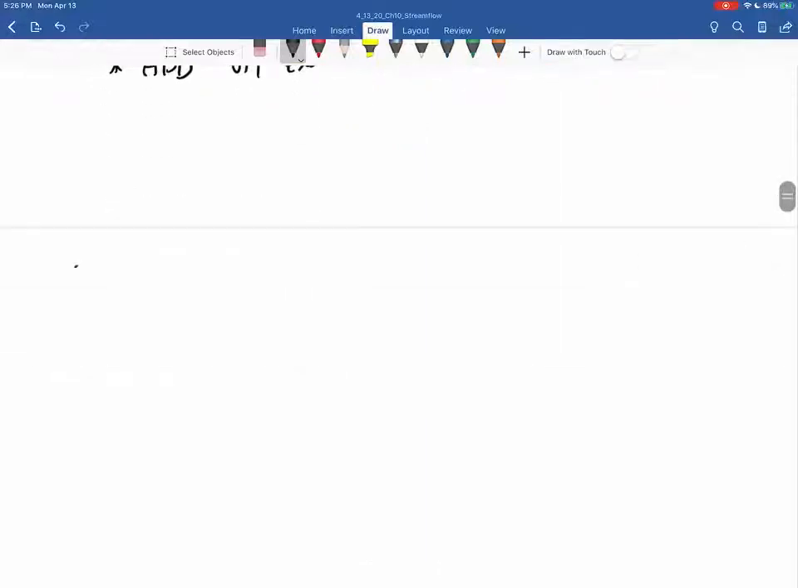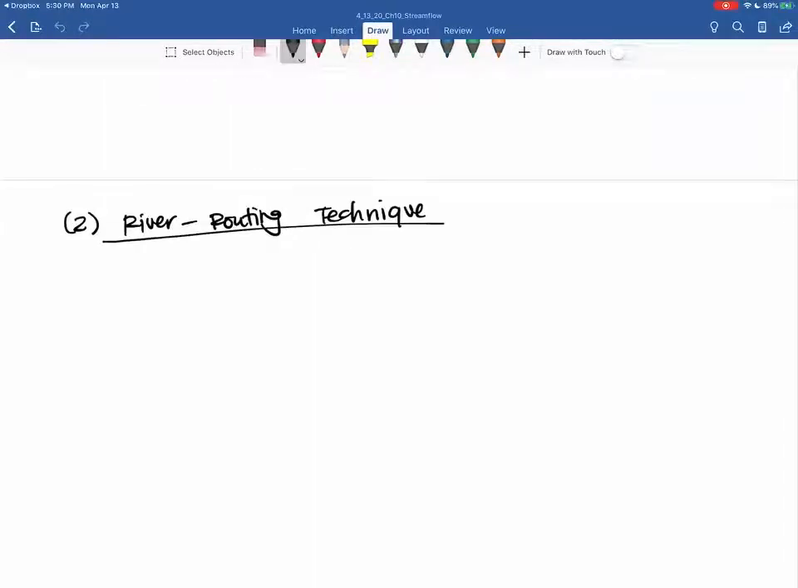So the second technique that we're going to be talking about is called river routing. This is actually a pretty commonly used technique in water resources.